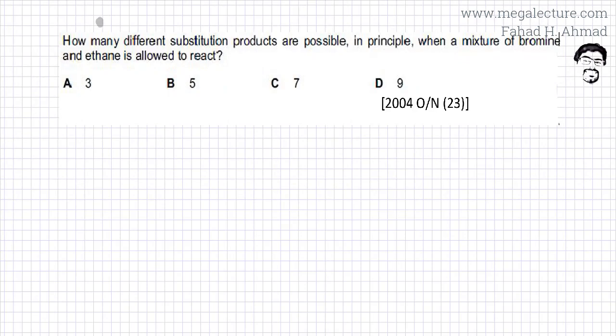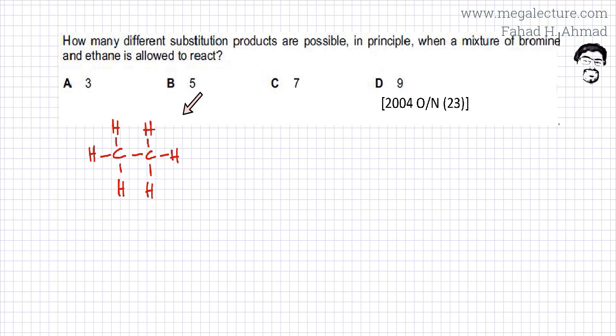The following question states: how many different substitution products are possible in principle when a mixture of bromine and ethane is allowed to react? So this over here is your ethane molecule, and now different amounts of bromines are going to substitute these hydrogens, and I'm going to figure out how many different possible products would be possible.